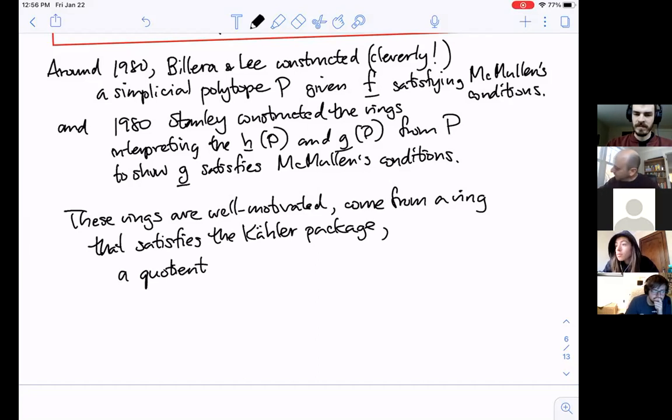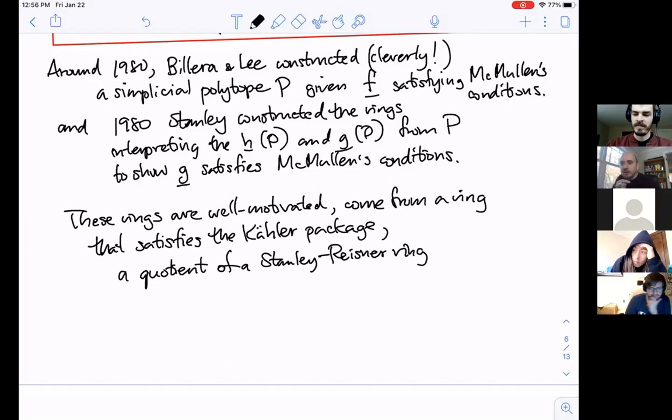And so that ring that satisfies the Kähler package, all right, we're going to learn a few more keywords before we start the example. So it's going to be a quotient of a Stanley-Reisner ring. We're going to start with a Stanley-Reisner ring, and he did not call them that. And we're going to mod out in the quotient by a certain linear system of parameters, a bunch of elements of degree 1, which get us down to a finite dimensional vector space.